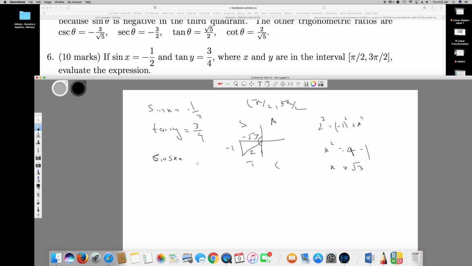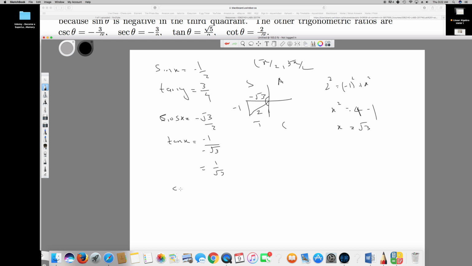Cos x is going to be negative root 3 by 2, and tan x is going to be negative 1 over root 3. So it's going to be positive 1 over negative root 3. It's going to be positive 1 over root 3. And we have this one right here.